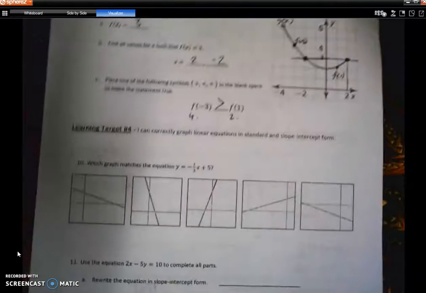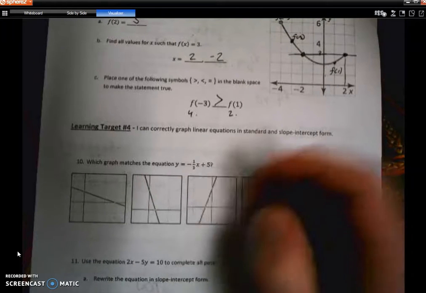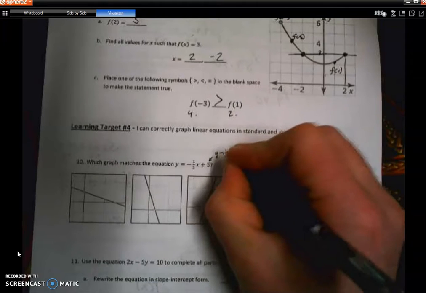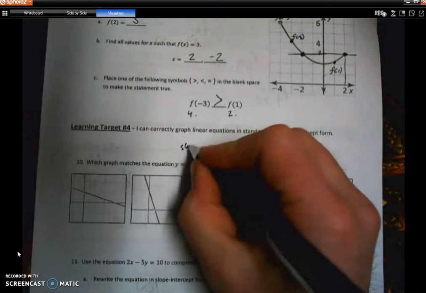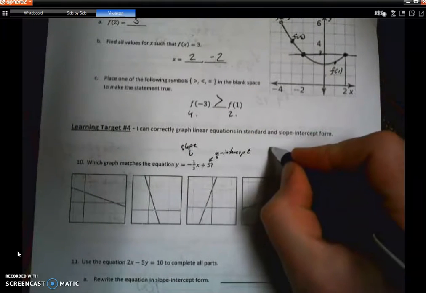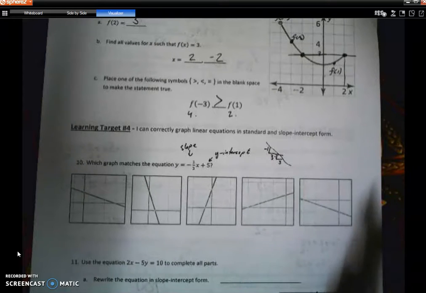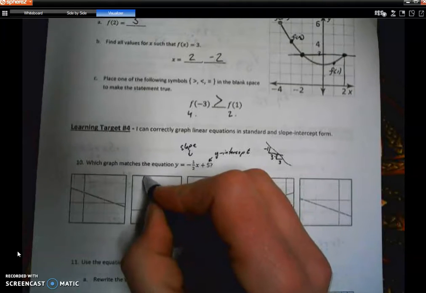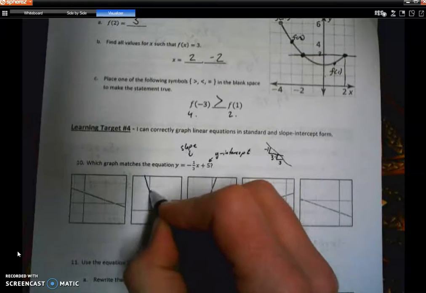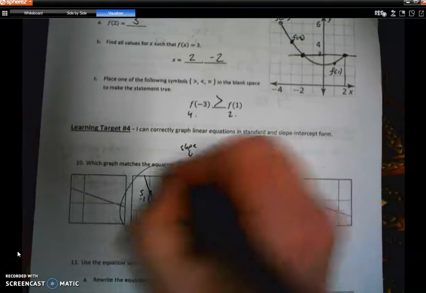Which graph matches the equation y equals negative 1/3 x plus 5? So that tells me it's going through the y-intercept. Remember, this is the y-intercept at 5 with a slope of negative 1/3. So it's going to go down 1/3, down 1/3, down 1/3. So you're going to get a line looking something like this. The only possible one with a negative line going through 5 would be right here, where it crosses at 5, and then it goes down 1/3, down 1/3. So it would be this one right there.